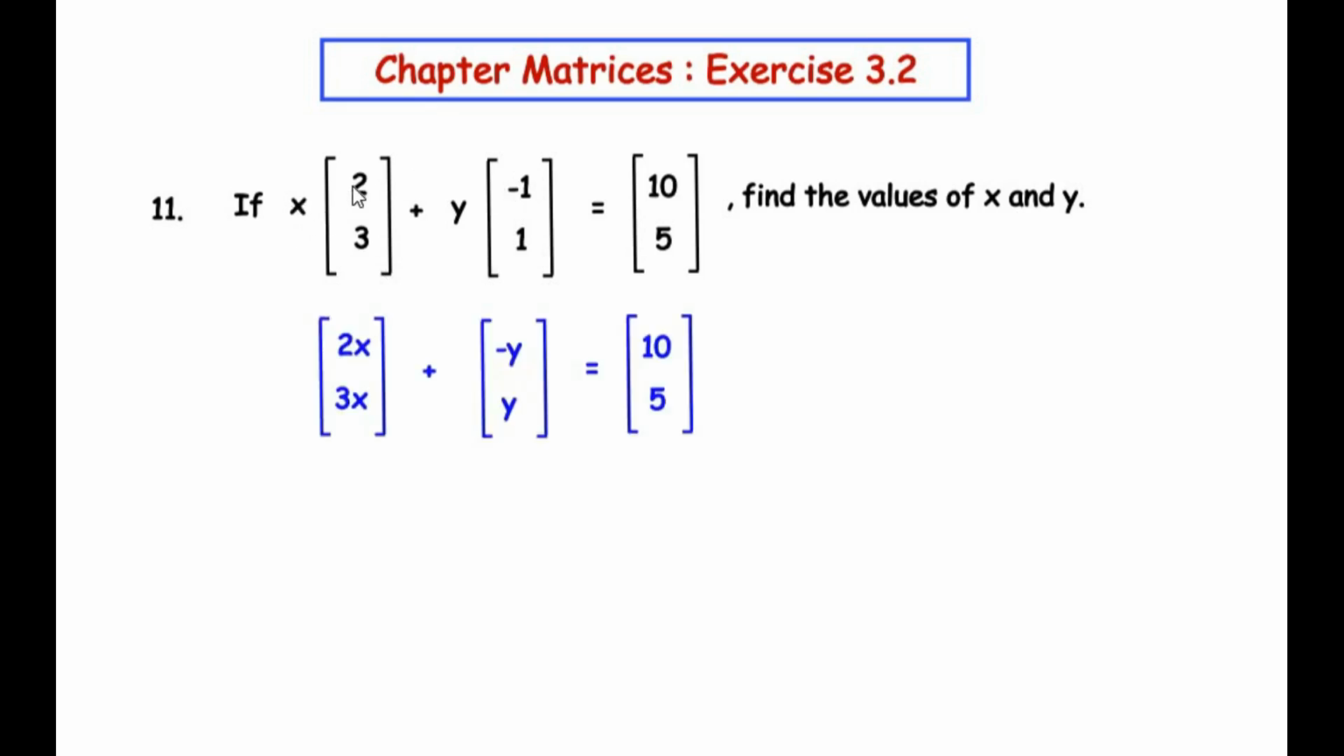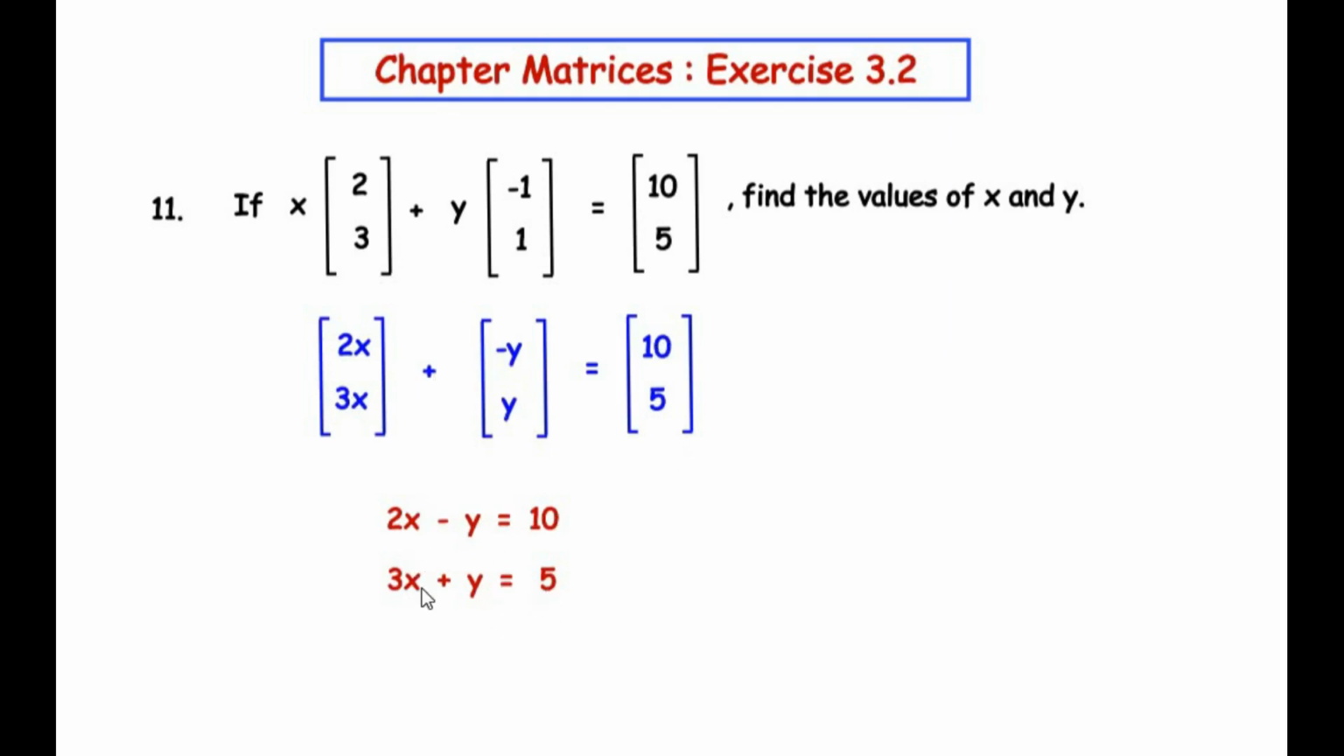So x multiplies with 2 giving us 2x, and it multiplies with 3 giving us 3x, plus y times minus 1 is minus y, times 1 is y, is equal to 10 and 5. Now since the orders are same, that is 2 by 1, 2 by 1 and 2 by 1, using the law of equality of matrix, we are going to add all the first elements and we are going to add all the second elements. So the first equation is going to be 2x plus y times minus 1 is minus y is equal to 10, and the second equation is 3x plus y is equal to 5.